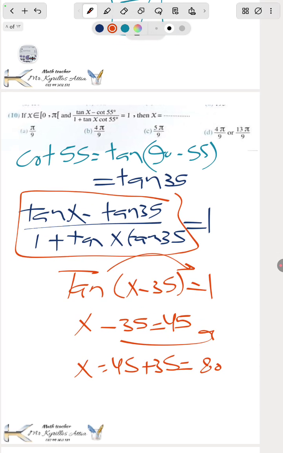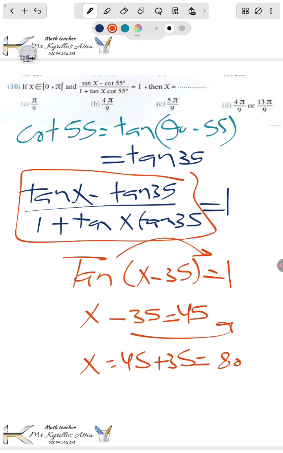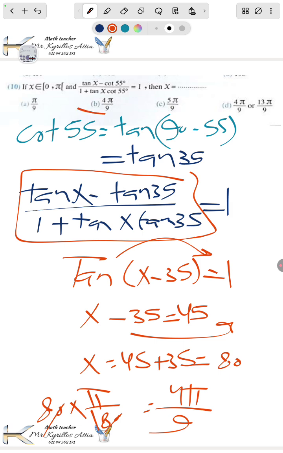And we can write x in radian form. So 80 times pi over 180. Cancel 0 with 0, divide by 2: 4 pi over, divide by 2: 9. So it will be 4 pi over 9.